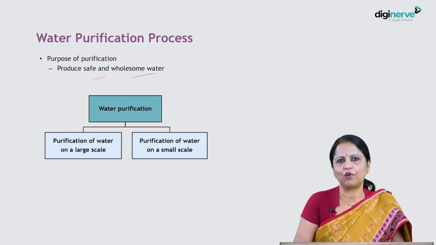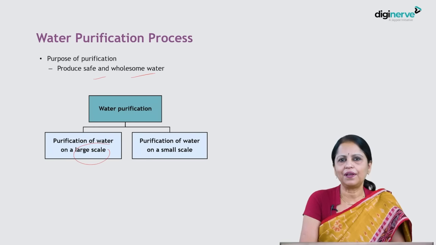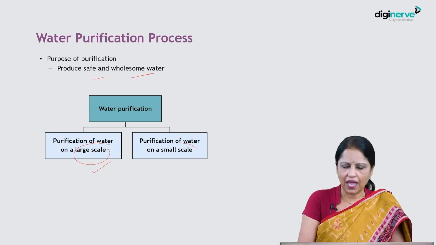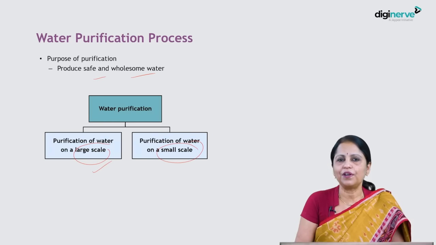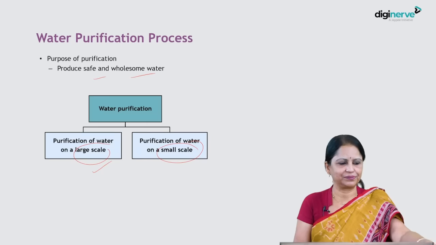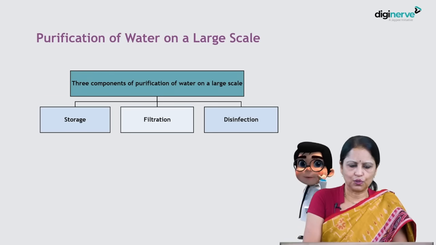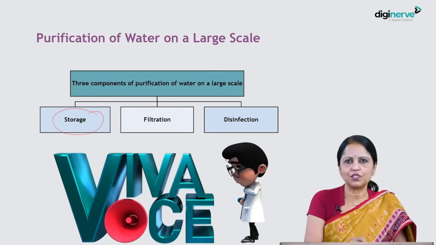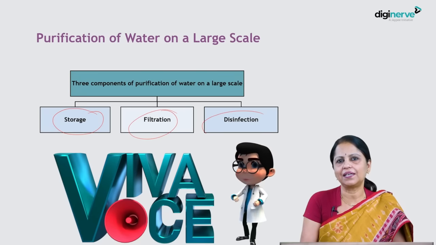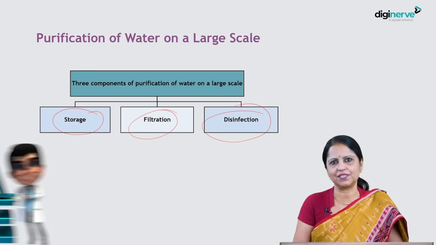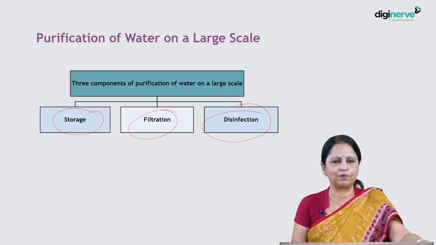So purification of water needs to be done to provide safe and wholesome water, and it can be done on a large scale to provide a whole community or habitation, and on a small scale also for domestic consumption of water. So let us first discuss purification of water on a large scale. The components of purification are storage, filtration and disinfection. These are done in stages to get pure and wholesome water.